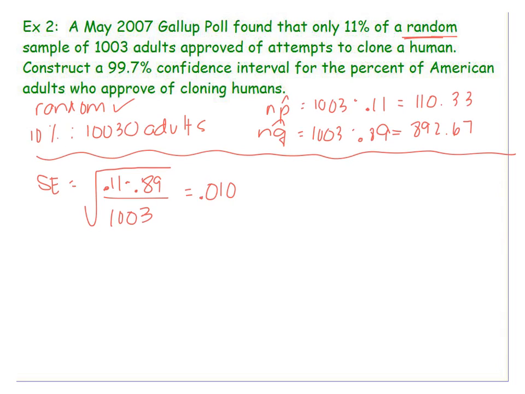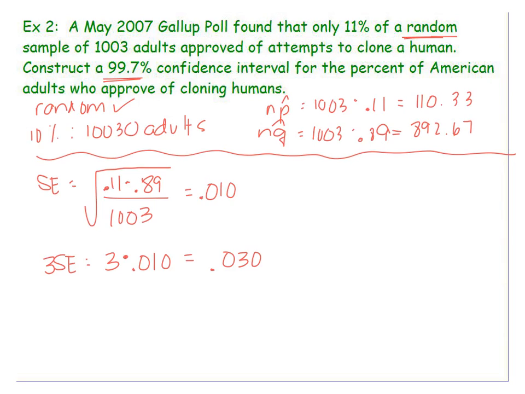So then the question becomes, how many standard errors do we want? Well, our magic number was 99.7, and if you remember, 99.7 was 3 standard errors. So we need 3 of these 0.010s, which is 0.030. So that's our magic number.